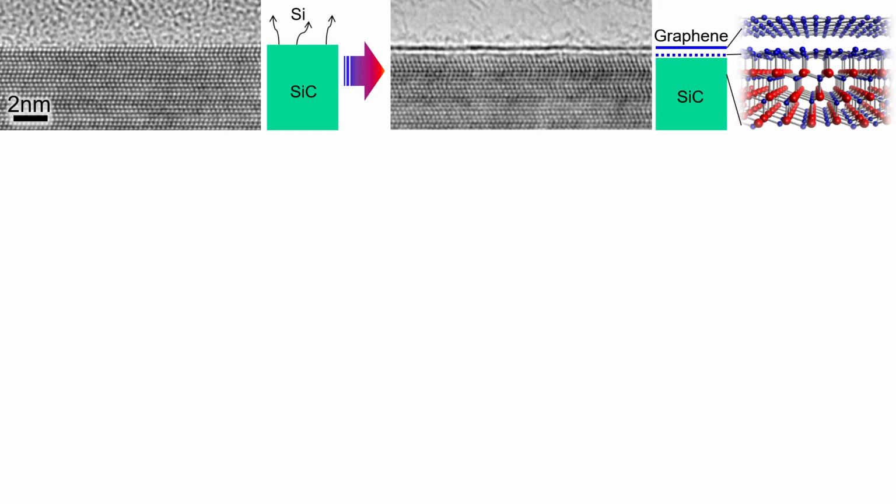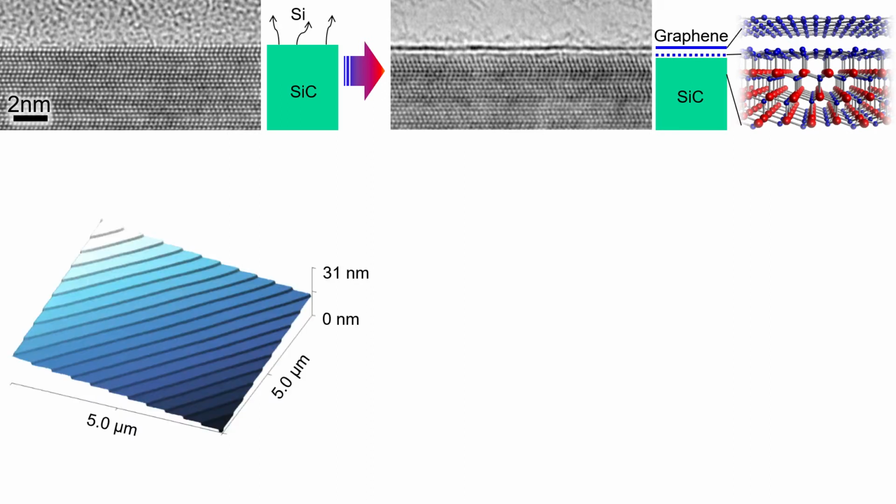We can make graphene by thermal decomposition of silicon carbide. When we heat the silicon carbide substrate at 1700 degrees under argon atmosphere, only the silicon atoms leave the surface, and the remaining carbon atoms form graphene. Then, what is the microscopic mechanism of graphene formation?